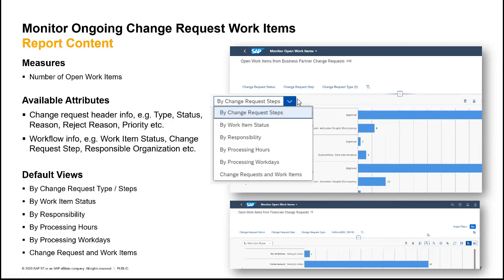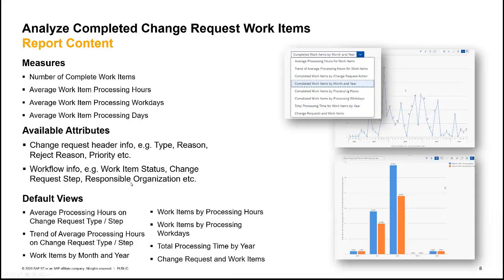And in the second app, analyze completed change request work items, you get more measures to analyze the performance of your finished change request processes, like the average processing hours or work days, the number of work items, total processing time, etc. And similarly, you can analyze these measures by using different attributes. I will also give you a demo later, so let's look at those details later in the demo.